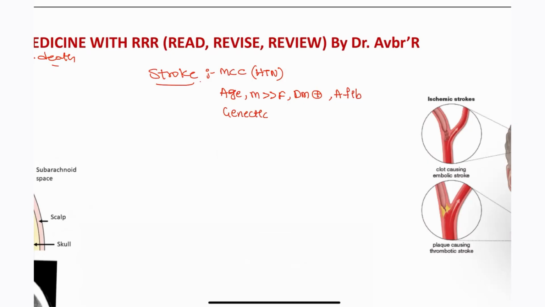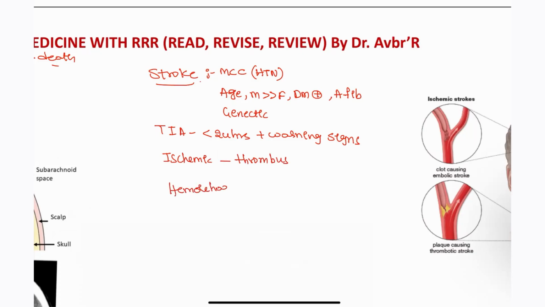Next, stroke is divided into three types. First, transient ischemic attack, which lasts less than 24 hours with warning signs. Next, ischemic attack, where there is a thrombus formation. And next, hemorrhagic attack, which is going to be rupture of the vessel. Okay, rupture of the vessel.